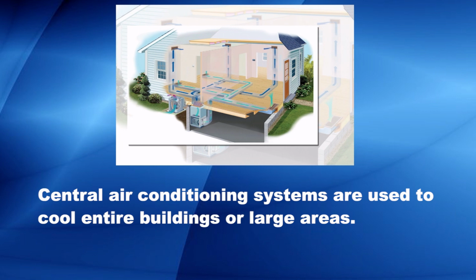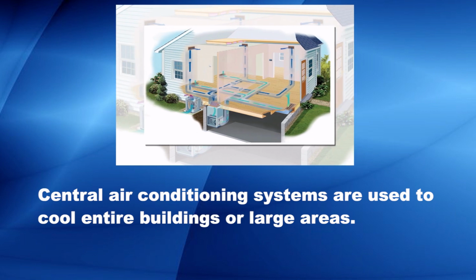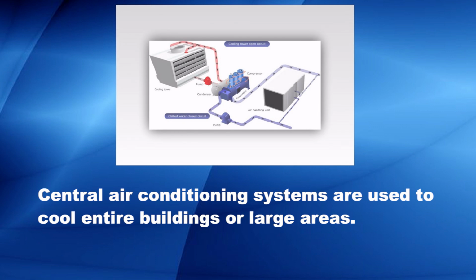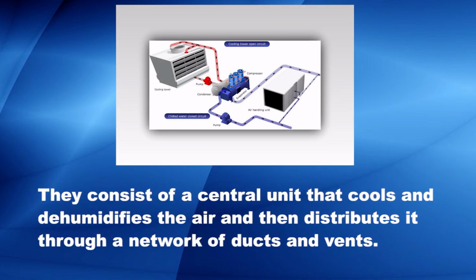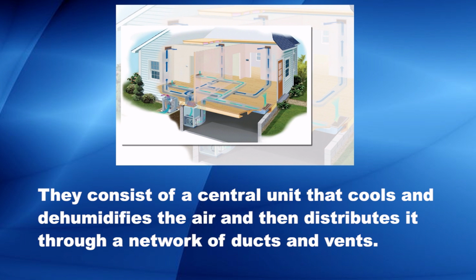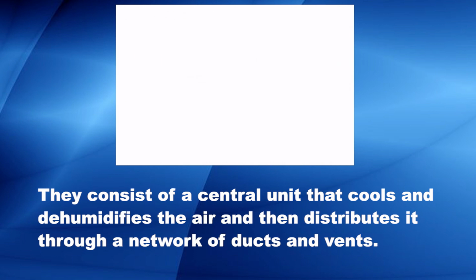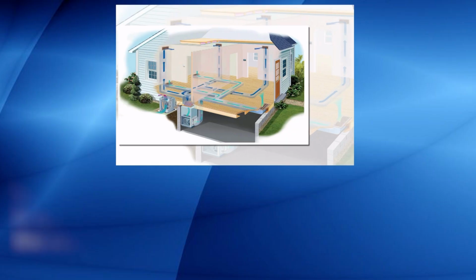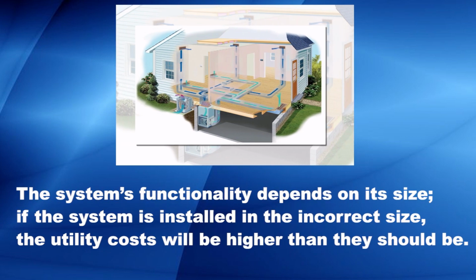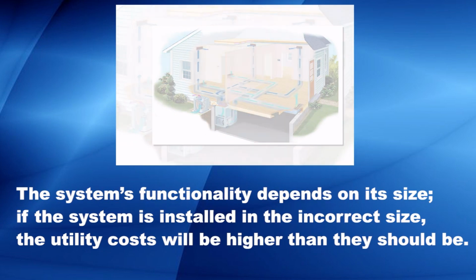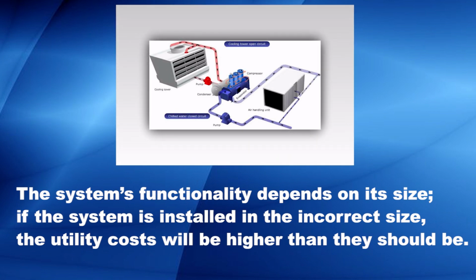Central air conditioning. Central air conditioning systems are used to cool entire buildings or large areas. They consist of a central unit that cools and dehumidifies the air and then distributes it through a network of ducts and vents. The installation of this type of air conditioning system requires careful consideration, preparation, and planning. The system's functionality depends on its size. The utility cost will be higher than they should be.